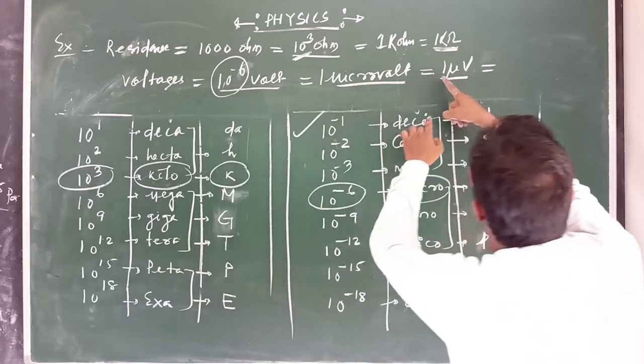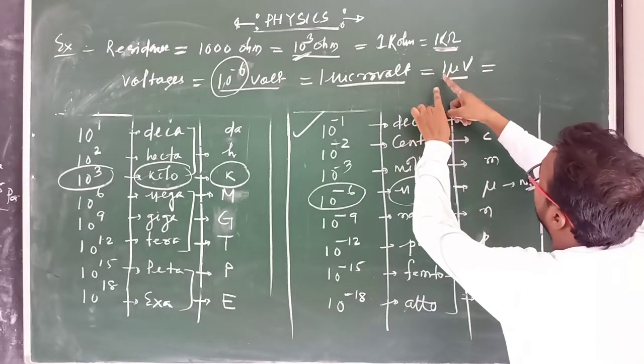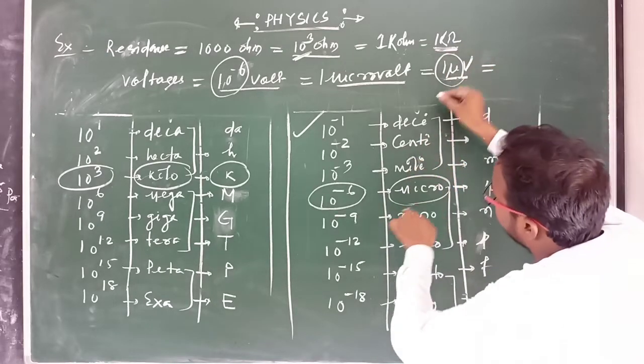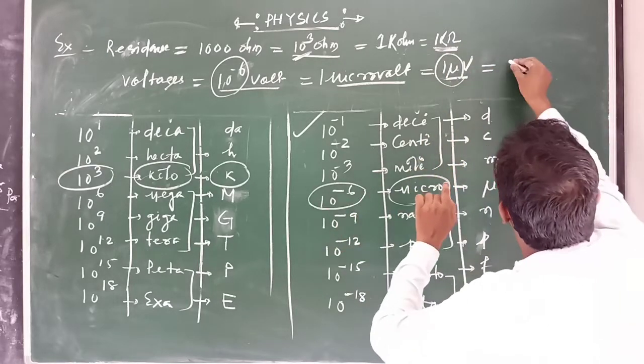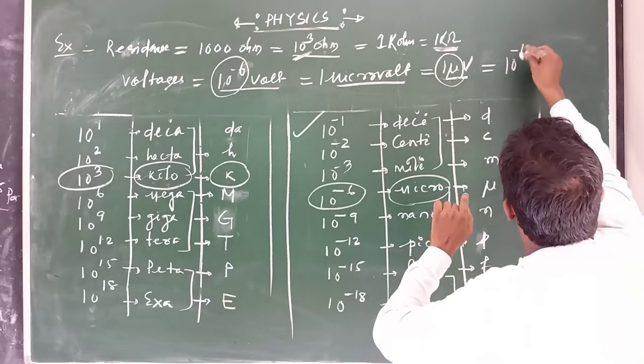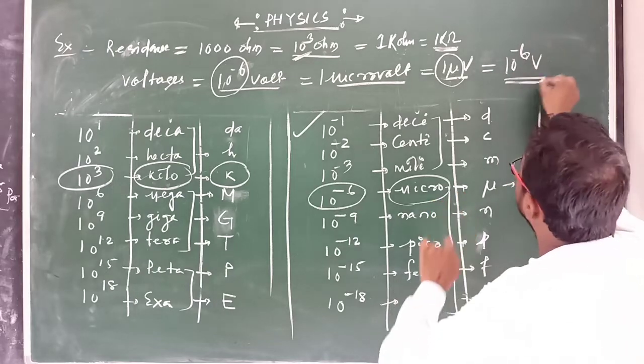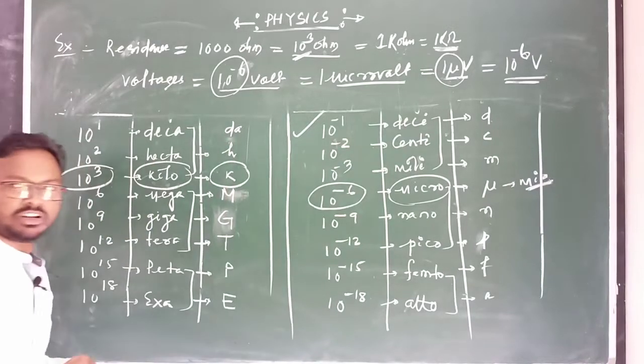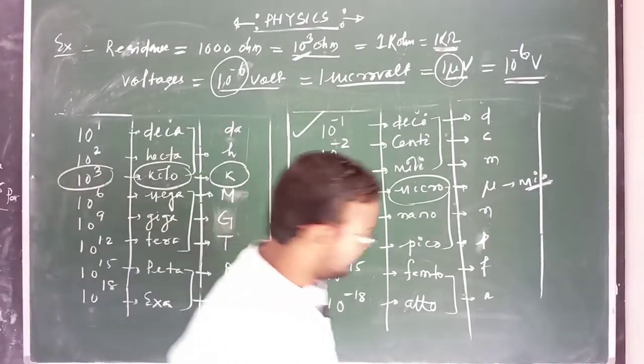This is the convenient method, or symbolically you can write 1 microvolt. If it is given, write the value of 1 microvolt, which is equal to 1 micro, and its value is 10 to the power minus 6. We can use here 10 to the power minus 6 volt. Clear? So in this way you can use these multiples and submultiples. Clear? Okay.